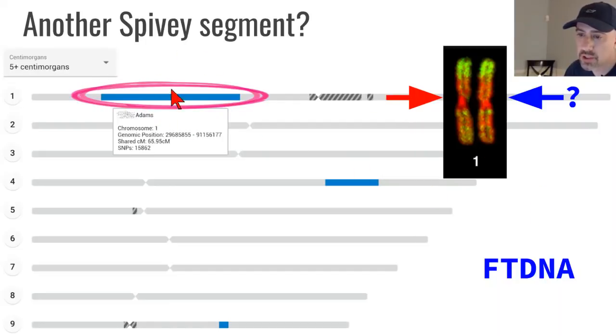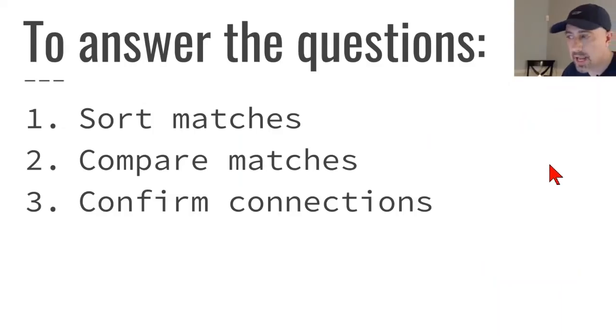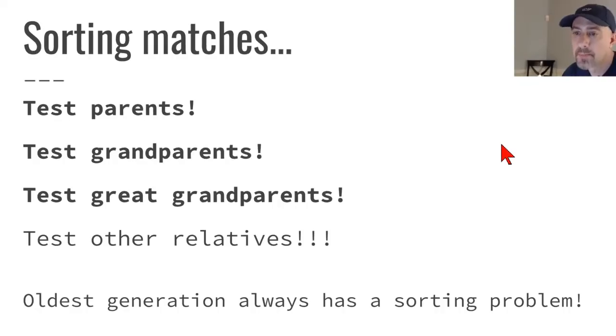So we have to answer the question as to whether this segment came from my maternal side or from my paternal side, and we'll talk about those strategies going forward. So to answer questions like this, to sort out issues along these lines, we can sort our matches, we can compare our matches, and we can confirm the connections with various strategies. One of the easiest ways to sort matches is to test parents, test grandparents, test great-grandparents if you have great-grandparents that you can test, and you can even test other relatives.